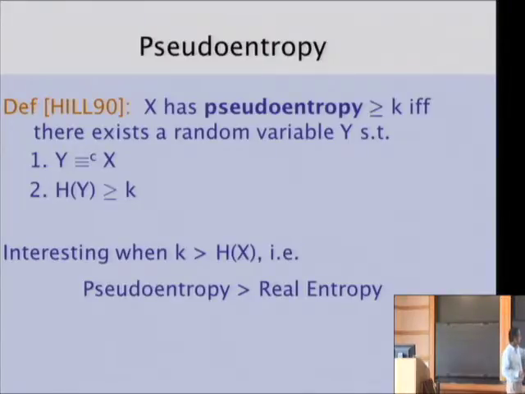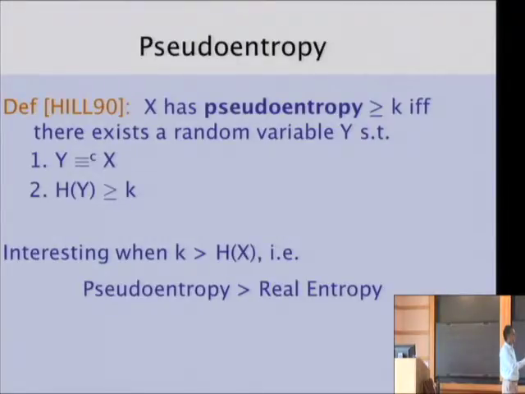Okay, so a remark about this definition. All right, so we're interested in this when k is larger than the entropy of x, so that the pseudoentropy is larger than the actual entropy. And one remark is that this definition turns out only to be interesting and useful as a lower bound on pseudoentropy. And that's why I've defined it as saying x has pseudoentropy at least k.